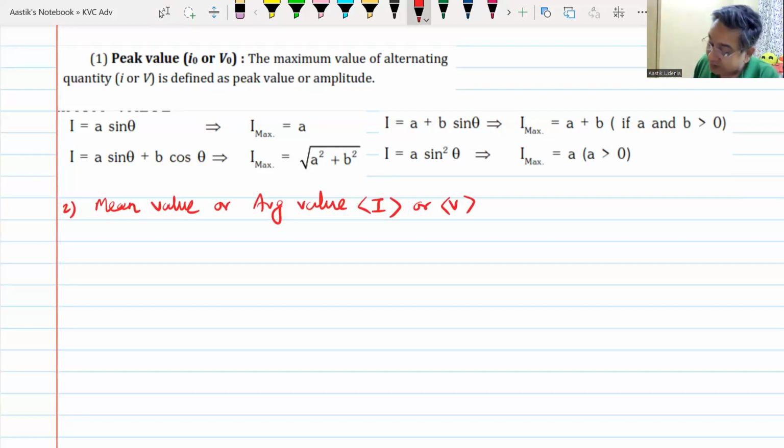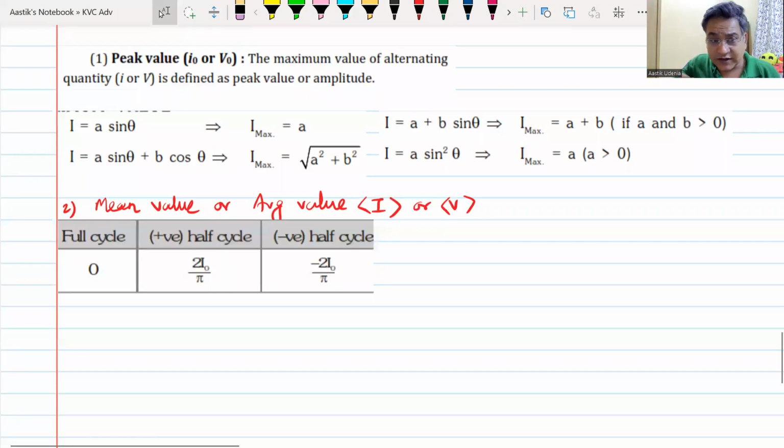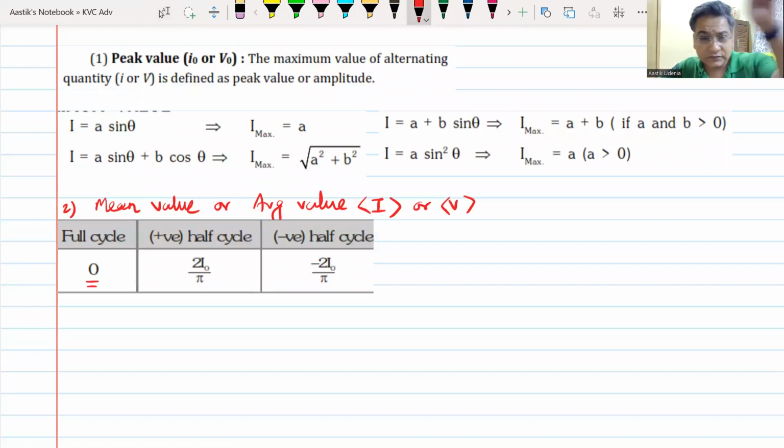Now this mean value or average value for an alternating current for one complete cycle, you can understand that the mean value will be equal to 0. Do we understand this? Yes, sir. For a sinusoidal wave, the mean value over one cycle will be equal to 0. So if you connect a DC ammeter or DC voltmeter, it will just give you 0. It will not give you any value because it is continuously changing.